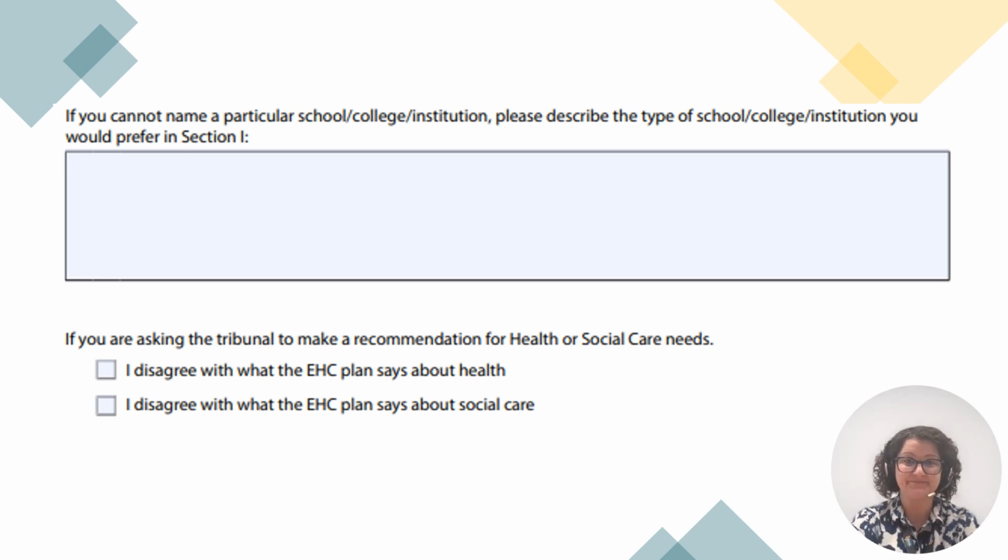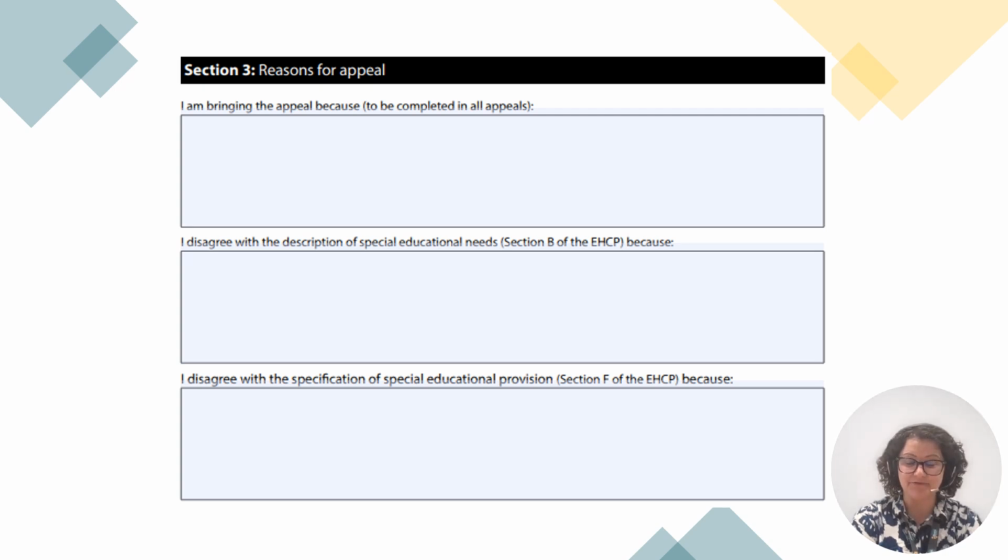Page 4 starts with section 3, and the first box will be completed for all types of appeals. So here you would explain why you are appealing. You may say something along the lines of you're unhappy with the school named and you feel that the child needs a different type of provision, or you may say that you feel the support within the plan is unsuitable to meet your child's needs.